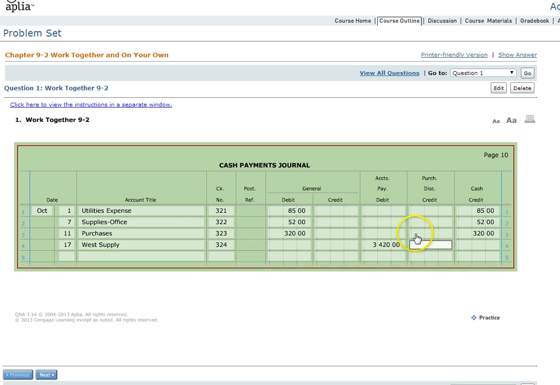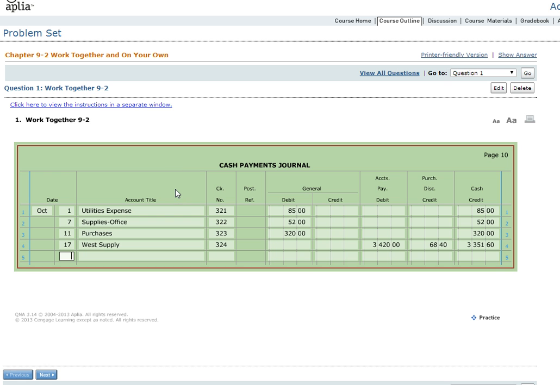Alright, so now you have your $68.40 purchase discount, and if you take $3,420 and subtract your discount, the amount that you actually paid was $3,351.60. Okay, two credits, 3351.60 plus 68.40 equals your debit. You only had to pay $3,351.60 because you took a purchase discount. But you have to clear out your accounts payable, which was a credit balance. So that's why you put the full amount under the debit column.